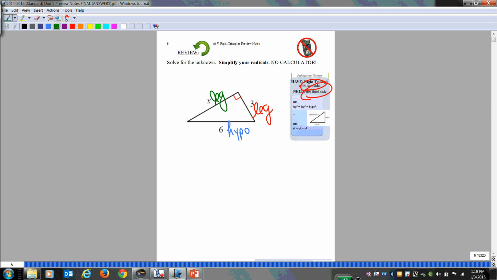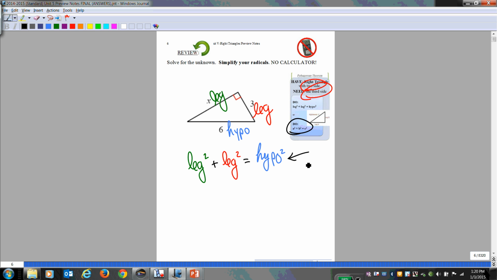I'd like you to write this out. We're going to do leg squared plus leg squared equals hypo squared. Now you guys might be familiar with it as a squared plus b squared equals c squared. You're welcome to use that, except some students get confused. What is a, b, and c? And honestly, it doesn't matter which one's a and b. That's why I prefer this descriptive version. And you will always write out the equation.